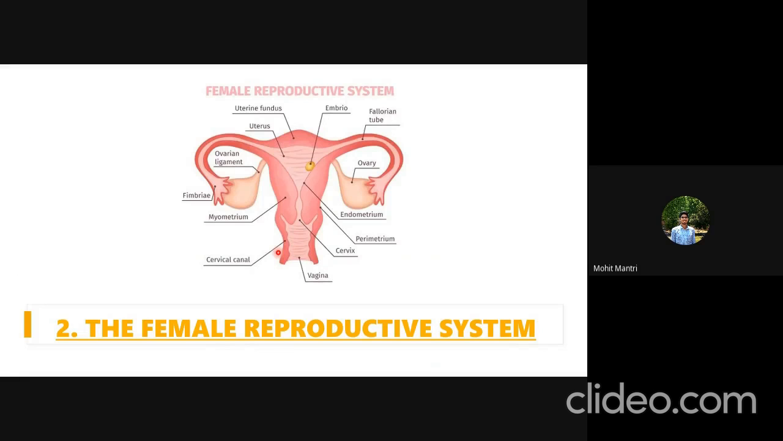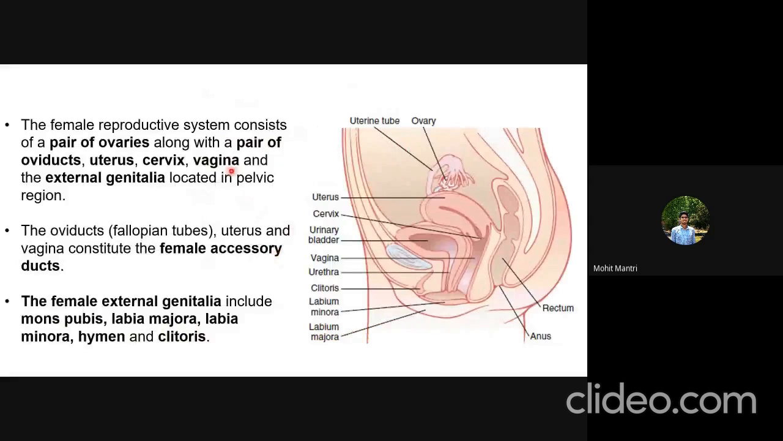Then comes the female reproductive organ. The female reproductive organ includes a pair of ovaries, which are the primary sex organs in females, along with a pair of oviducts, uterus, cervix, and vagina, and the external genitalia, and these are located in the pelvic region. The oviduct or fallopian tube, uterus, and vagina form the female accessory ducts, and the female external genitalia consist of mons pubis, labia majora, labia minora, hymen, and clitoris.